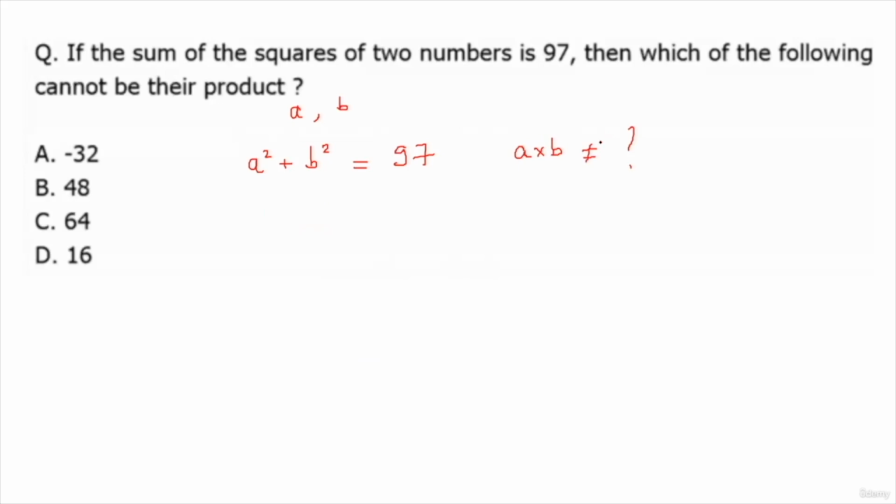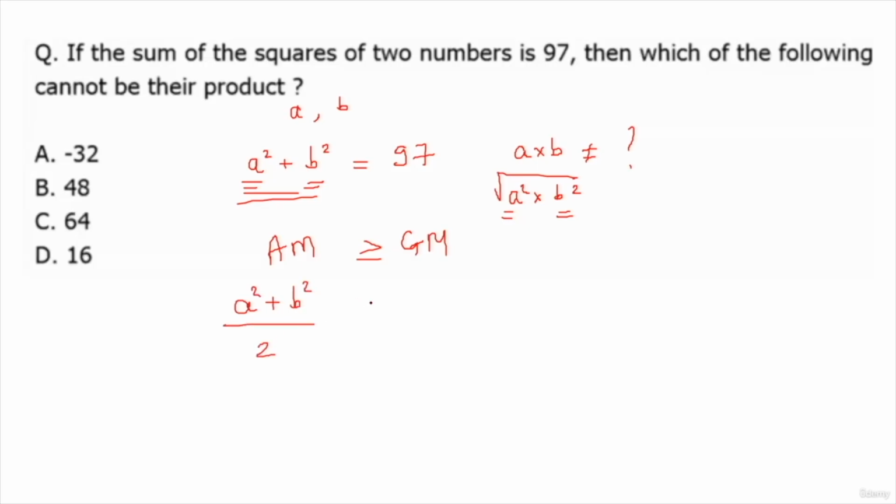Now understand, a into b is as good as square root of a square into b square. This I realized because I have been given the sum of the squares, a square and b square. So now it's very easy to relate them, right? Sum has been given, 97, product se deal karna hai. So basically we use AM greater than equal to GM, right? So the arithmetic mean of these two numbers a square and b square is what? A square plus b square divided by 2 greater than equal to square root of a square into b square, right?